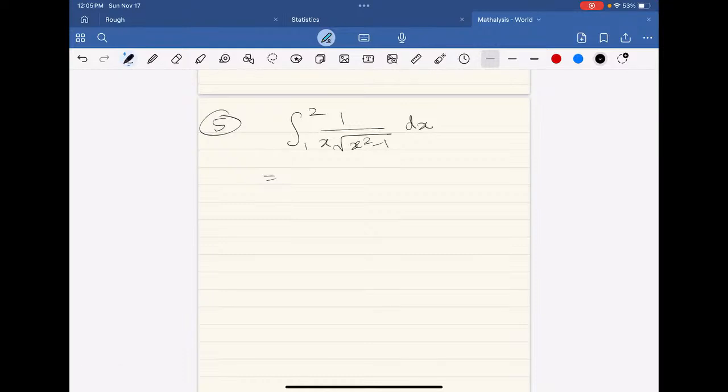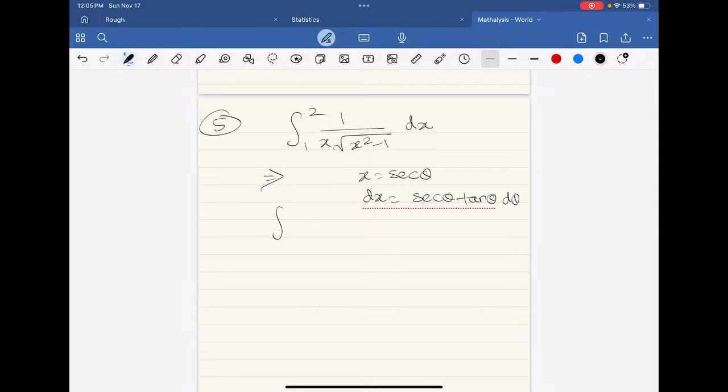I think this problem is a good use of trig substitution, and of what kind? Basically for this one, if I use x as sec theta, then the square root will just be tan theta, and this will be sec theta. This is a good use of this substitution, so that dx will just be sec theta tan theta d theta, right?